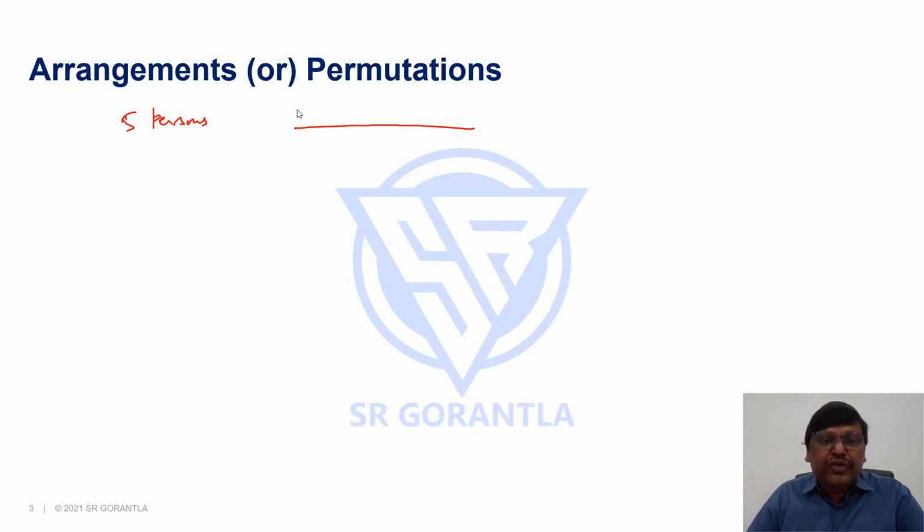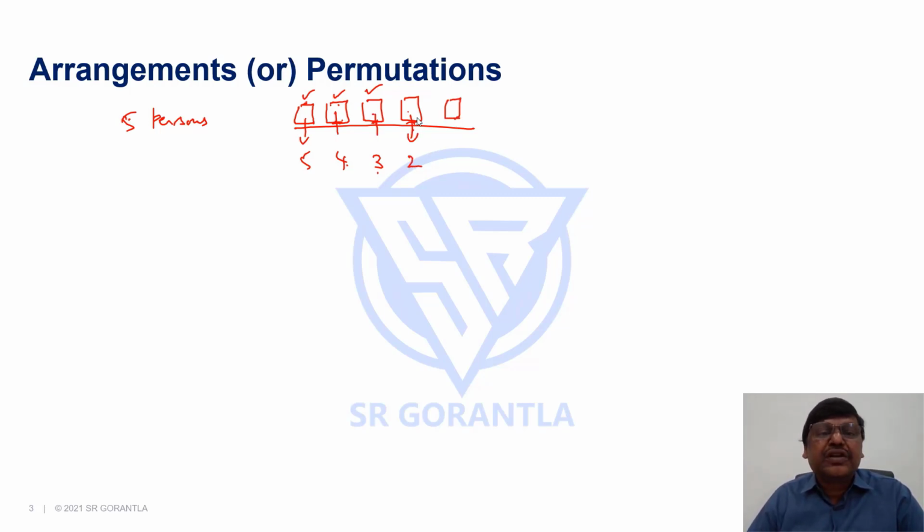Let's see. If I take the first position, the leftmost position, how many options do we have? Any of these 5 persons can be seated here. We have 5 options for this place. For the next place, since one person is already sitting here, there are 4 other persons. We have 4 options. Any of the 4 can sit here. For the third one, since 2 persons are already seated in the first 2 places, still 3 persons are left over. Any of the 3 persons can be seated here. We have 3 options. For the fourth one, since 3 persons are already seated, we have 2 persons left over. Any of those 2 persons can be seated. So we have 2 options.